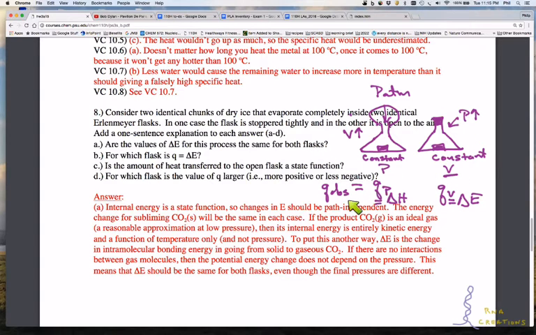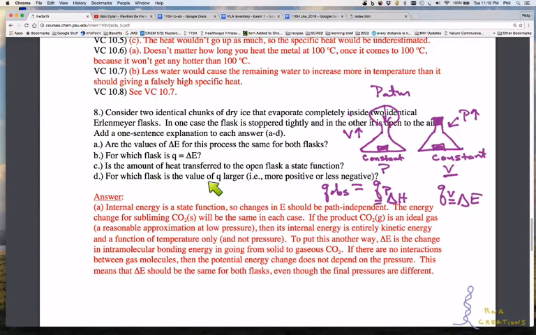Now, with that said, is delta E the same value for both flasks? Absolutely. Over here, the observed heat is delta E. Over here, the observed heat is delta H, but delta E is still the same number because delta E is a state function. So for which flask is Q equal to delta E? It's the stoppered one. Part C: is the amount of heat transferred to the open flask a state function? Well, here's the open flask. We can put a balloon on it. It's still open, because the balloon will expand, allowing the pressure to stay constant and equal to P atmosphere. So for the open flask, the heat transfer is delta H. Delta H is a state function, so the answer to C is yes.